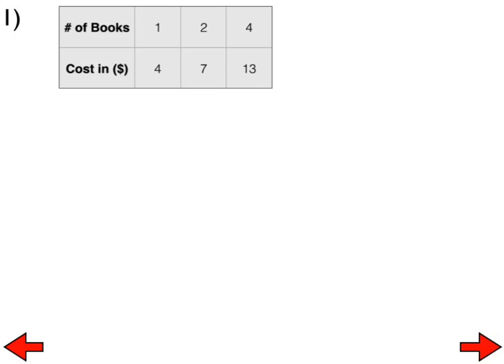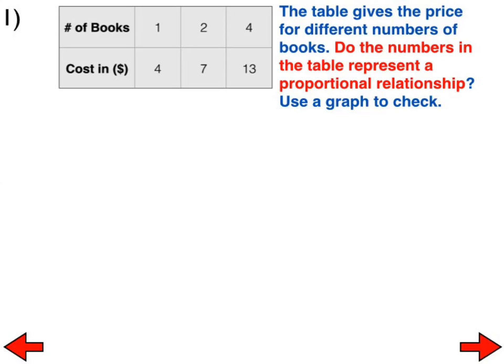In number 1, we have restarted the numbering simply because we're going on to a different idea here. But here we are comparing the price of a different number of books. So 1 book costs $4, 2 books cost $7, 4 books cost $13. The first thing I want you to realize is that when we write ordered pairs, we write them in the form x, comma, y. And you may want to write that down again.